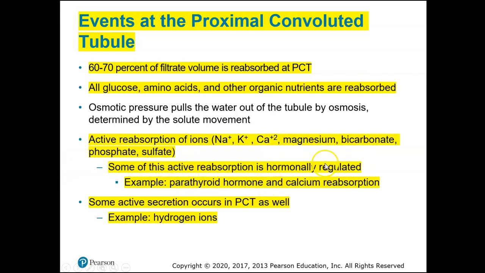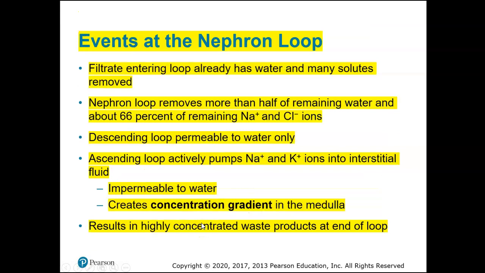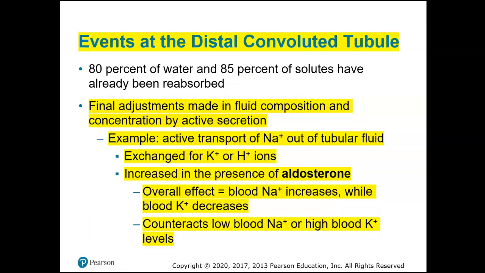Some of this is regulated by hormones. For example, parathyroid hormone produced by the parathyroid glands affects calcium reabsorption. And there is some active secretion in the PCT, for example, hydrogen ions, but mostly we see that occurring in the DCT. Now, the nephron loop really just creates a concentration gradient in the medulla. It just concentrates the urine, and that's probably good enough for what we need to know about the nephron loop.